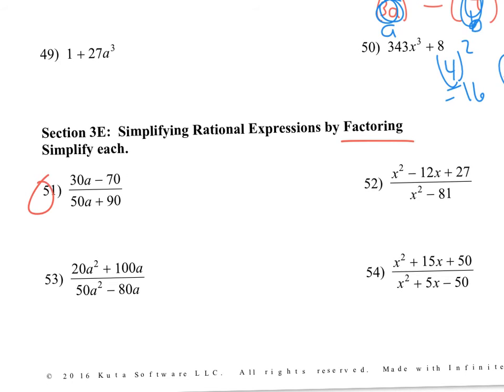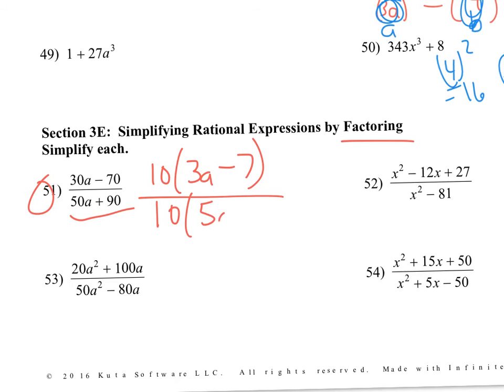So if you look at 51, notice I only have a binomial, but I can factor out of 30 and 70, I can take a 10 out. So I take a 10 out, I'm left then with 3a minus 7. On the bottom, I can also take a 10 out of these two, so I'm left with 5a plus 9. Now, if anything can cancel, well, my 10 that's out in front can cancel. Nothing else cancels here, so my final answer is 3a minus 7 over 5a plus 9.